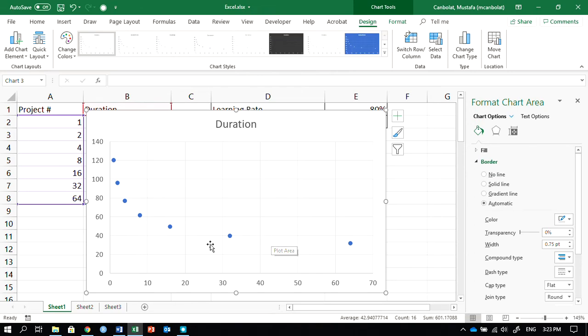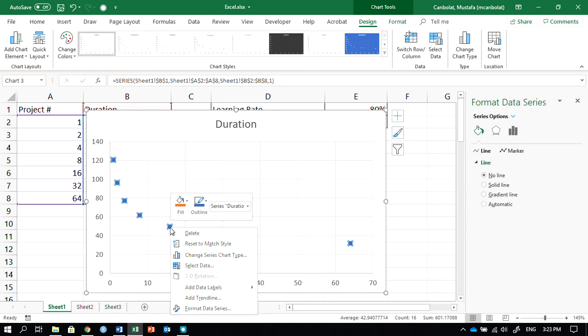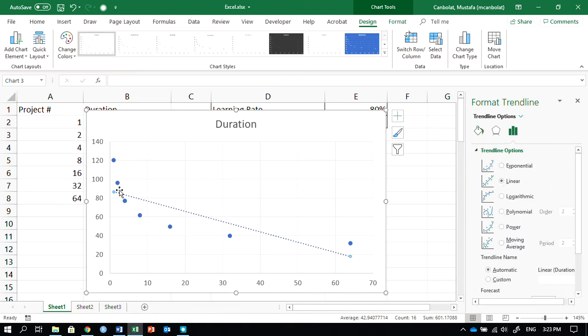We are going to fit a line to this, and we'll try to see what kind of an equation it is. If I click on those points and then right click on them and then add a trend line, we're not going to add a linear trend line. We are going to add a power trend line.